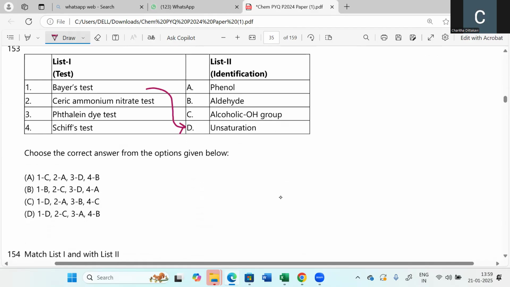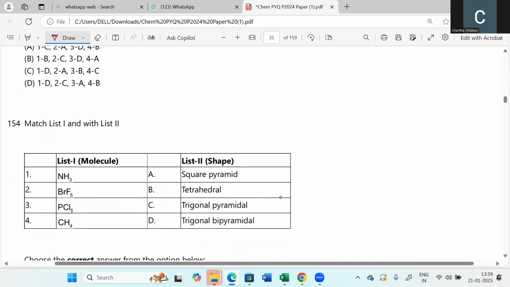Next, Baeyer's test is for unsaturation. Baeyer's test, unsaturation. Then the ammonium nitrate test is for the presence of alcohol. And the ferric chloride test is for phenol. We have already seen that, the phenol and all, right? And Schiff's test is for aldehyde. Schiff's test is for the presence of aldehyde.